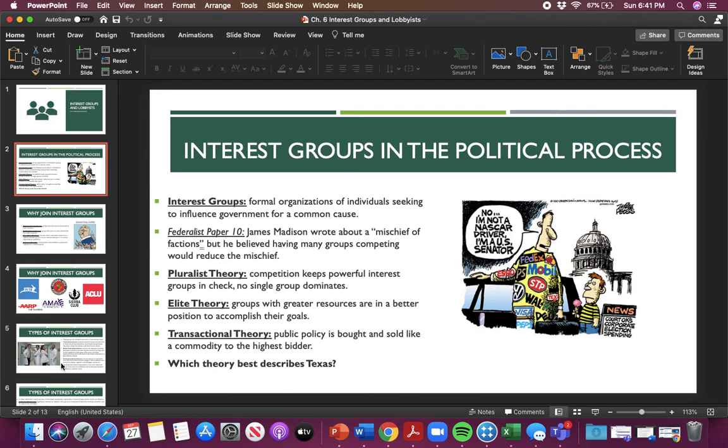And then I just ask a question down here at the bottom: which of these theories do you think best describes Texas? I'll leave that up to you. That could be a starting point for a discussion post right there.